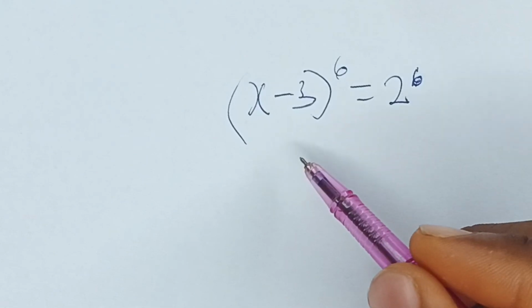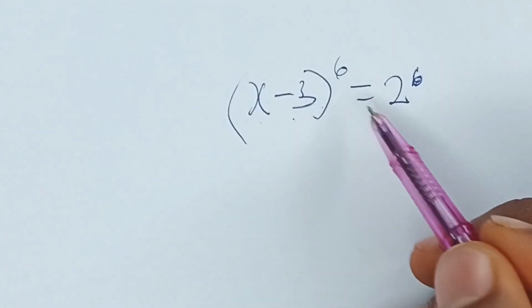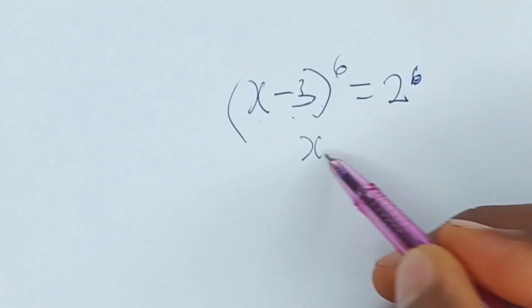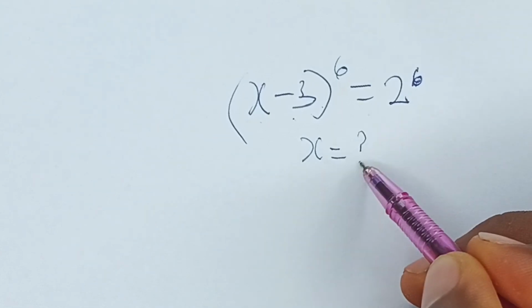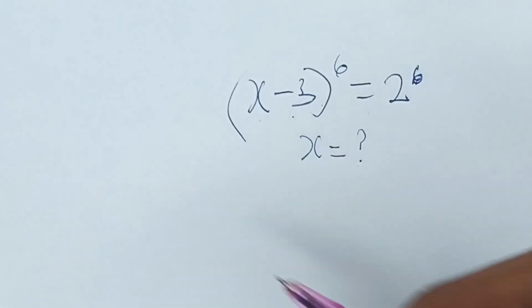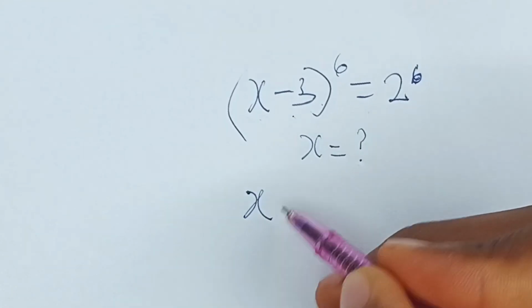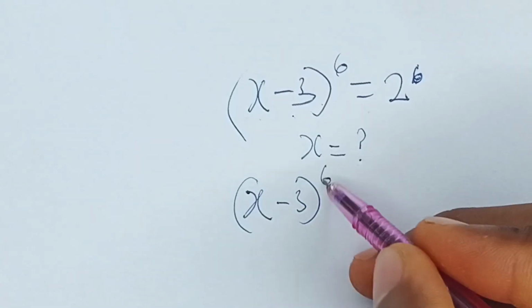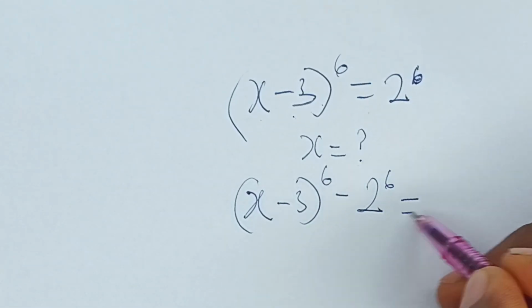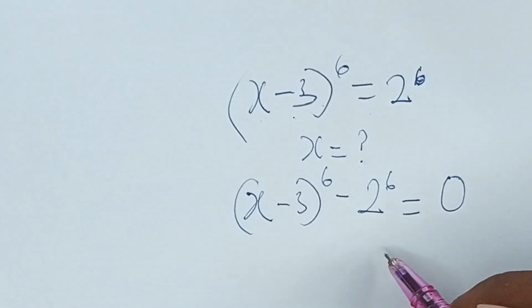Let's solve this question together. It says (x − 3)^6 = 2^6. We are required to solve for the values of x. Moving on from here, we can say quickly that (x − 3)^6 − 2^6 = 0. This is the first step.